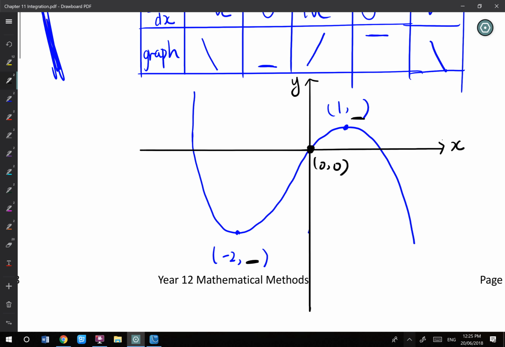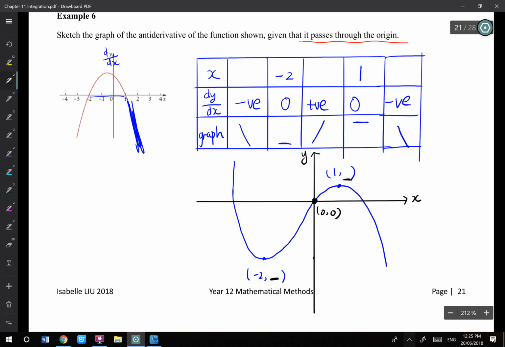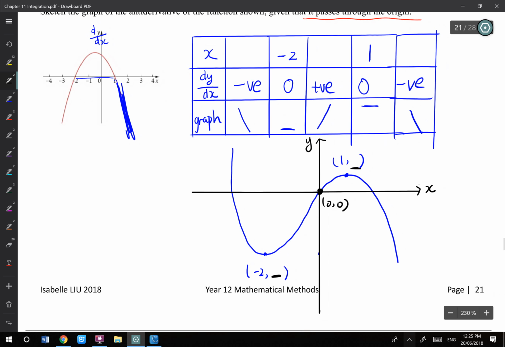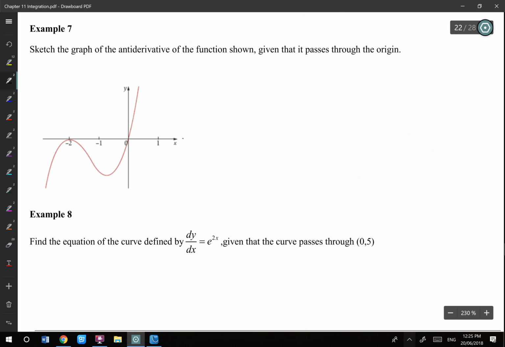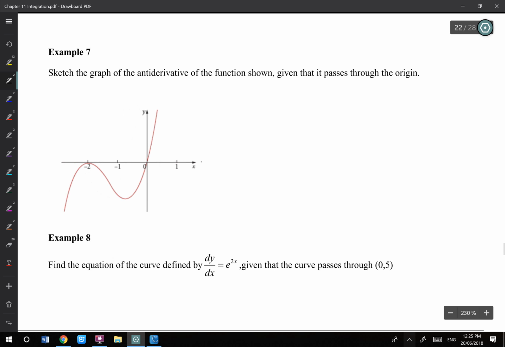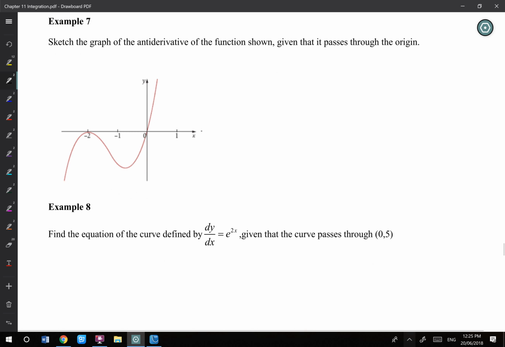Questions? You need the table to go back from f dash x to f(x). If you have no problem with that, can you sketch for 7, please?